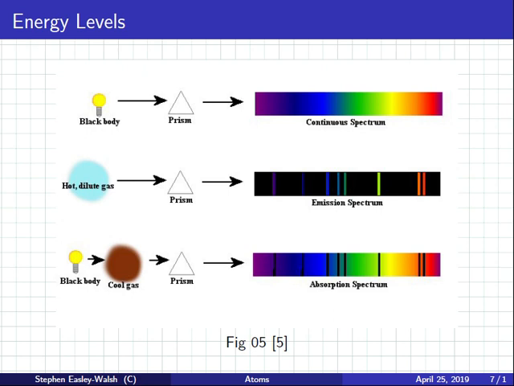But some of the colours will be missing. The colours that are missing are different for each material. For example, if it was hydrogen, I think you get two colours missing, in red for example. If it was something like hydrogen and helium, you get two colours missing.